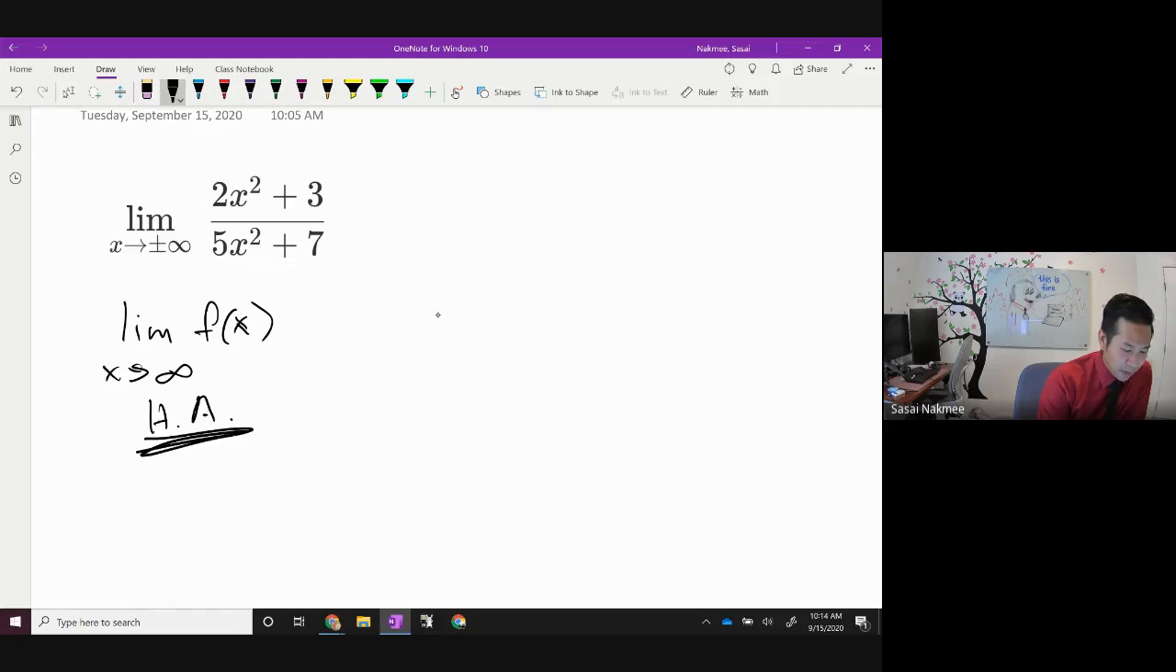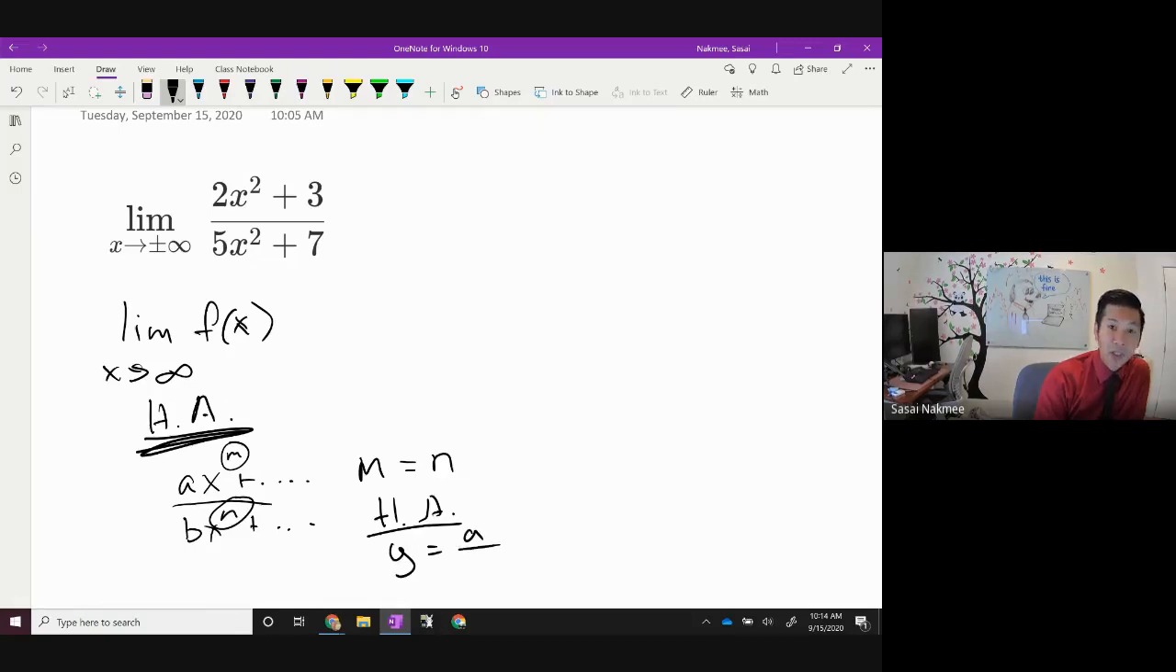If you have some function a times x to the m over b times x to the n, and you have some other stuff following that, you really want to focus on the degree of the numerator and the degree of the denominator, right? This m and this n. If the degree of the numerator is equal to the degree of the denominator, then you're going to have a horizontal asymptote at y equals the lead coefficients divided by each other. So a over b, in this case, 2 over 5. And that's what the limit of this thing is approaching. It's approaching 2 over 5.